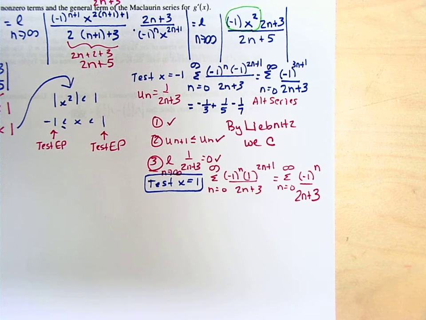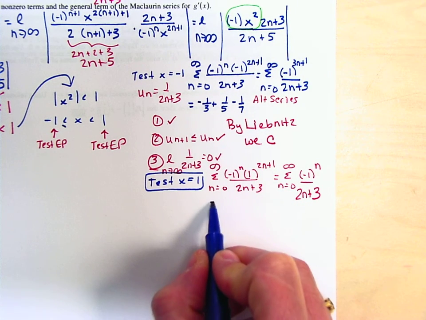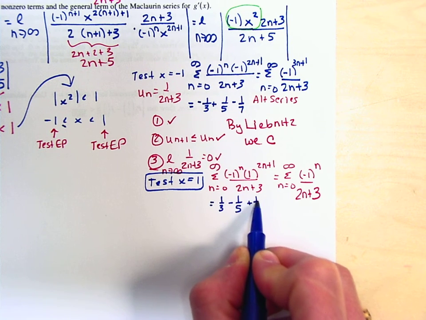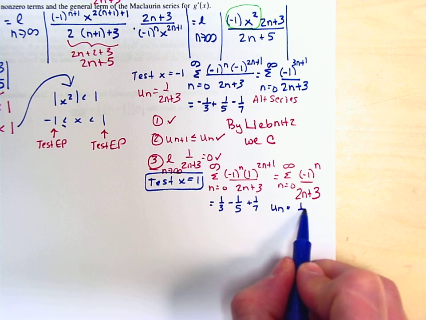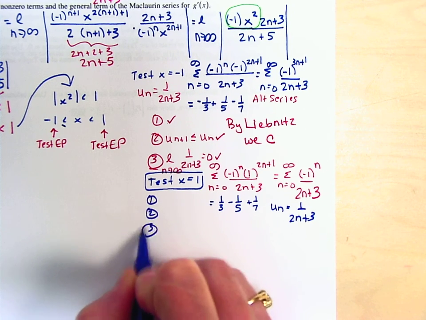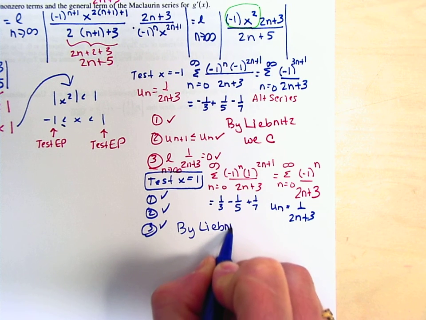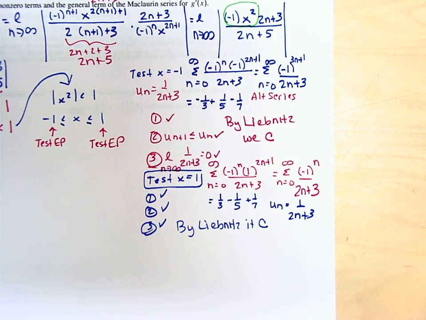So again, this one is alternating. It's basically the same series, except instead of starting with a negative, we start with a positive. So to write out a few terms, it's 1/3 minus 1/5 plus 1/7, and so on. So u_n is the same as above. So we already know by Leibniz it's going to pass. So we know by Leibniz it converges. So we are also including that endpoint.